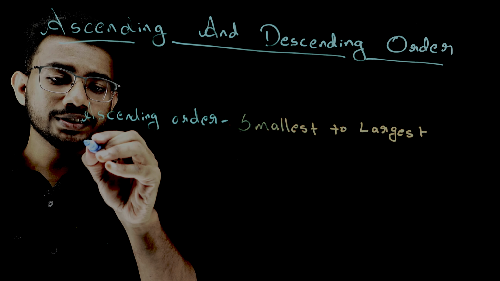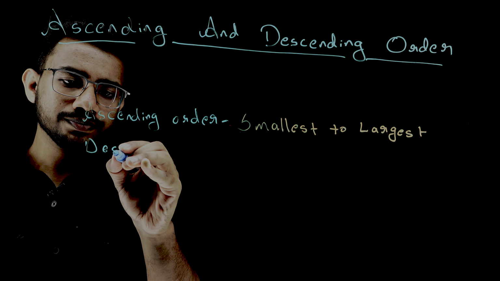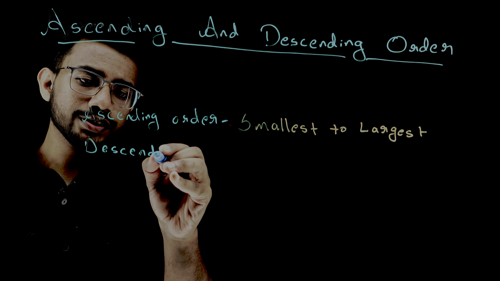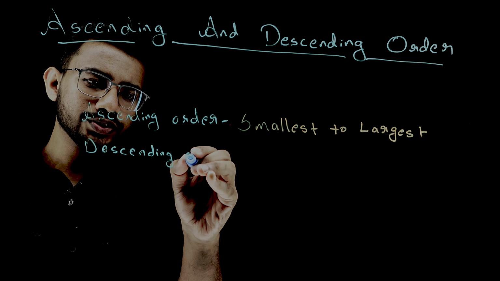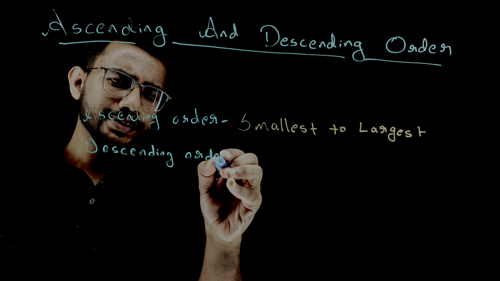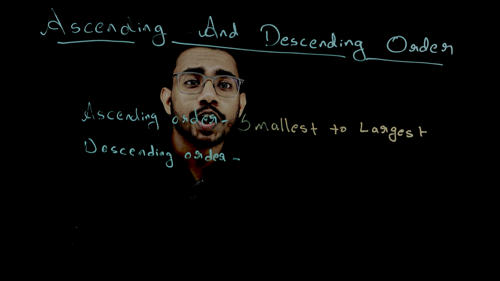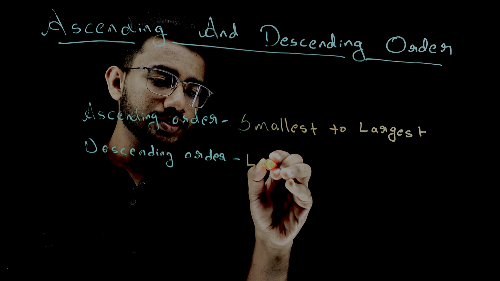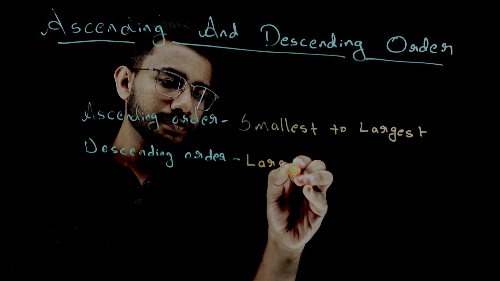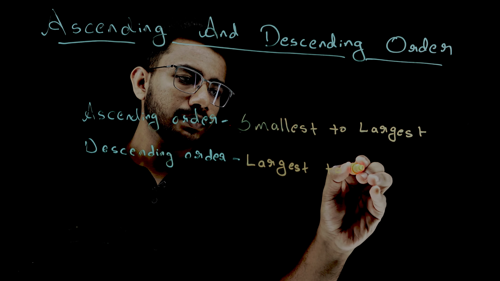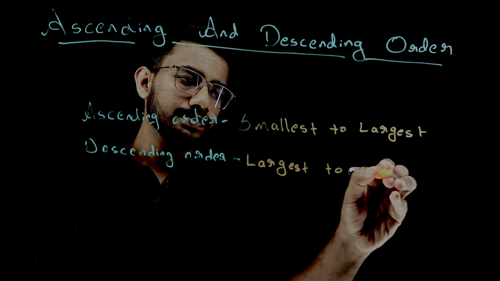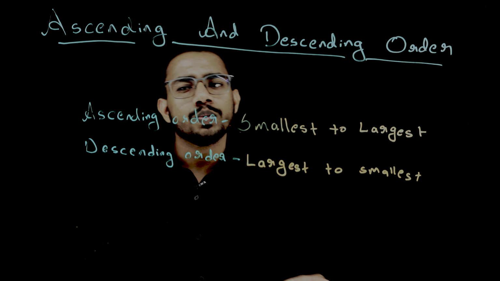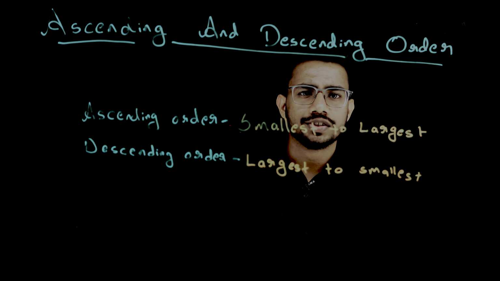Then the next one is descending order. Okay, if ascending order is arranging from smallest to largest, then what will be descending order? That will be the exact opposite. That is from the largest number to the smallest number. So that is what we mean by ascending order and descending order.